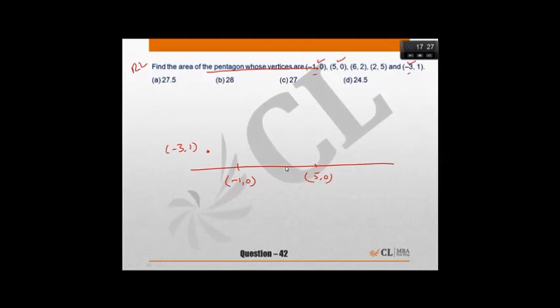Minus 3, 1, 5, 0. Okay, let me take x equal to 2 and x equal to 6, 2 and 5. x equal to 2 and y equal to 5. 6 and 2.